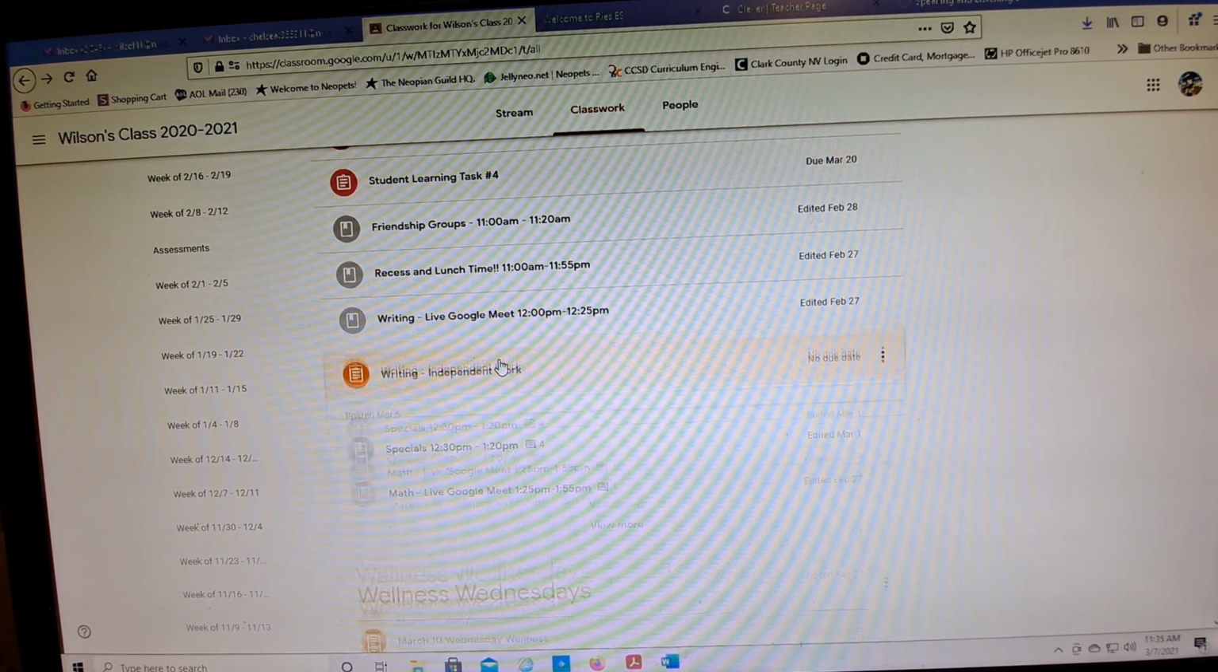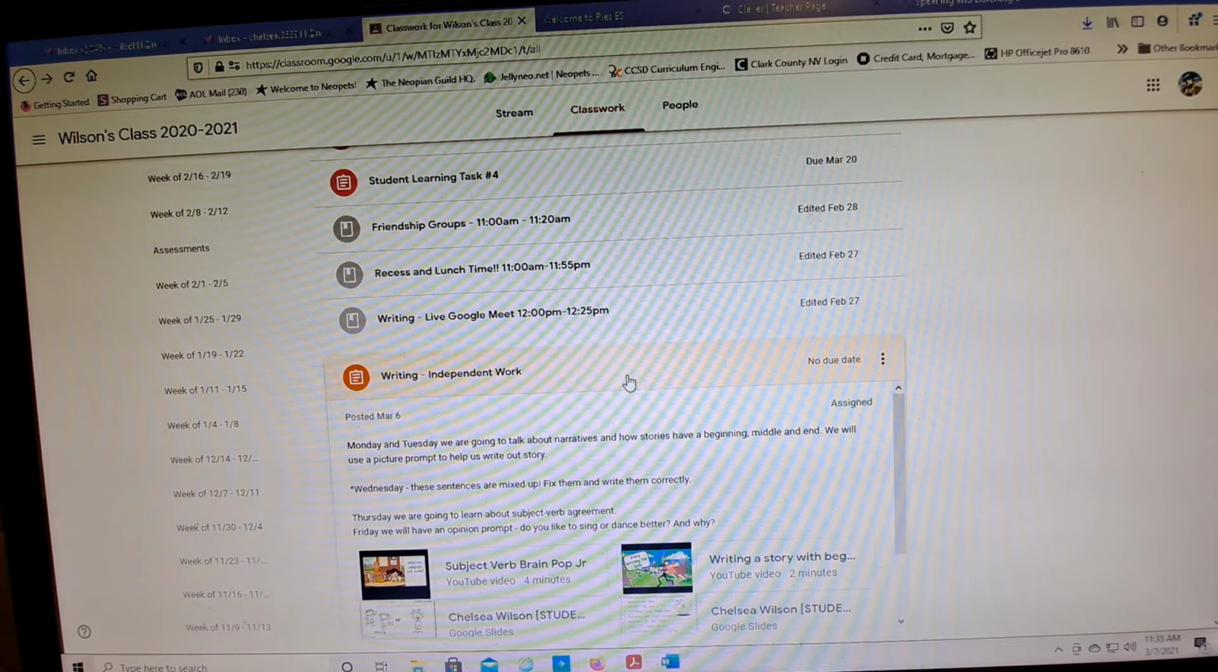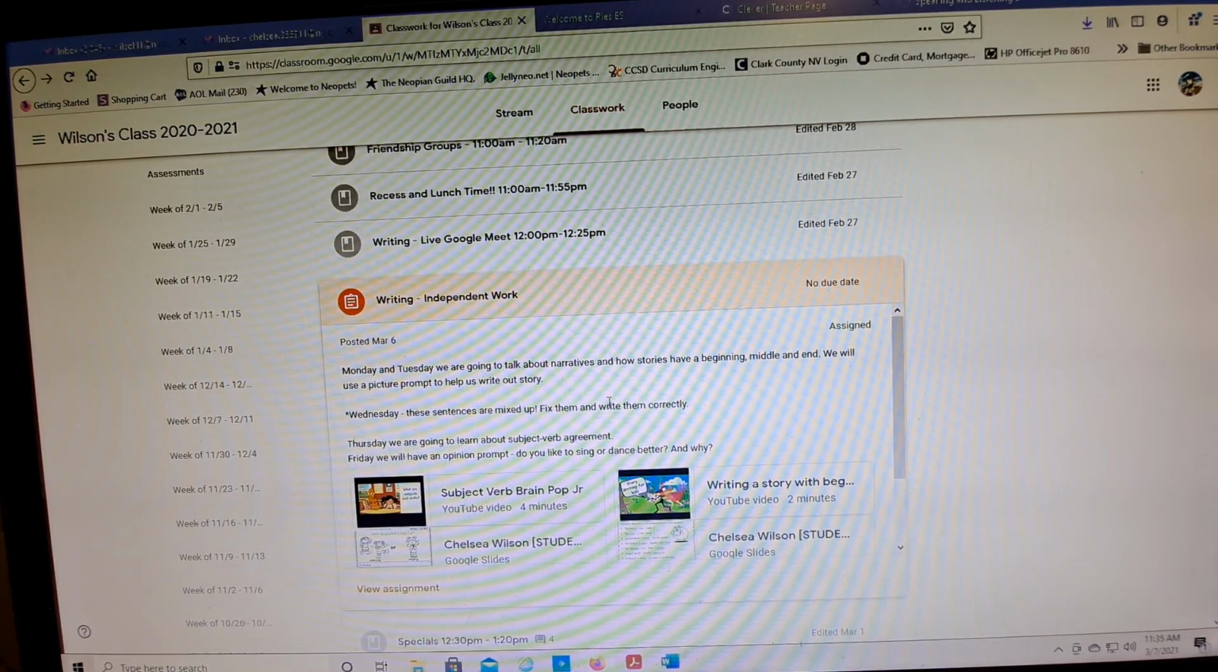Our independent work this week, we're going to talk about narratives and the parts of a narrative, a beginning, a middle, and an end. I'm going to see if we can write at least 3 sentences. We'll work on this Monday and Tuesday. I want to think about what happened at the beginning, what do you think happened in the middle, what happened at the end. We're going to use a picture prompt to do that.